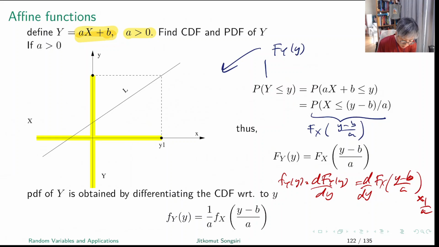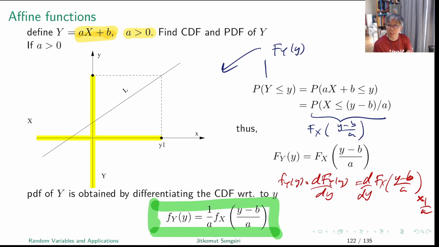Now we have arrived at this nice general formula. Whenever you have an affine transformation of X where the coefficient is positive, you just look up the PDF of X, evaluate it at (y minus b) over a, and scale by 1 over a. We're going to come back to this affine transformation and derive the PDF of y using another tool, a transformation method like the characteristic function. But this example just illustrates how you can derive it using the analysis of two equivalent probabilities.